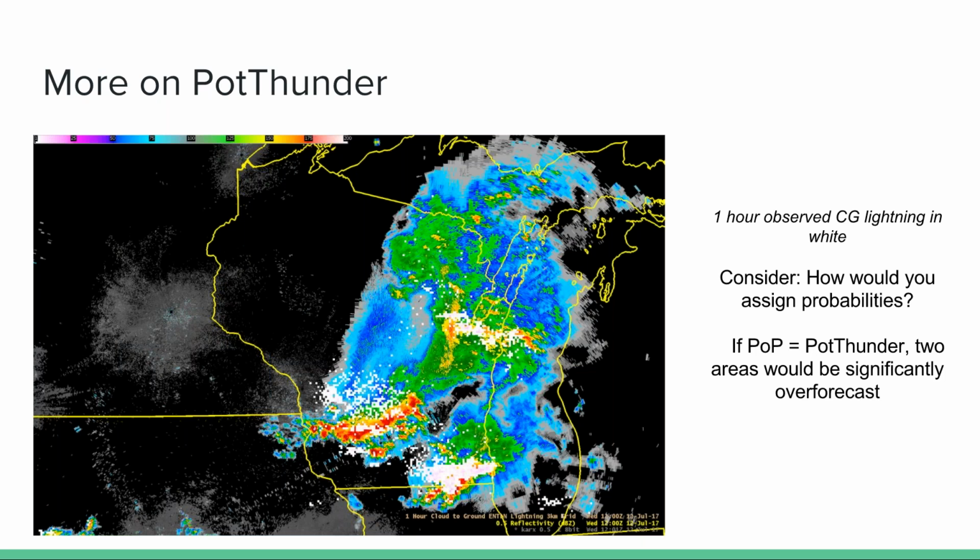So really, to go on to this topic of utilizing probabilities from the guidance, I thought I'd take this case from July 12th, where we had a little squall line come through our forecast area here in La Crosse, but in a general broader area too, affecting the state of Wisconsin into Michigan. So just on top of this, I have 1 hour observed lightning shown here. It's just cloud to ground. How would you assign the probabilities in this case?